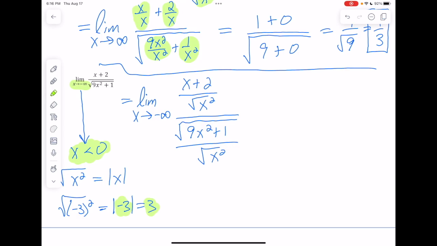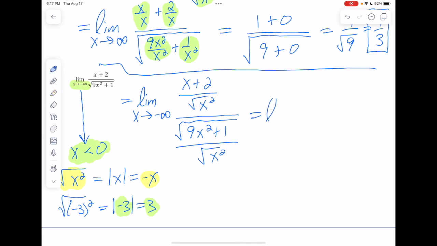But what you really want to think of is the absolute value switched its sign when it was negative. This x is negative, so the absolute value will switch its sign. So again, prepare your brain to be broken, but sometimes the square root of x squared is negative x. And when that happens is when x is negative. And in this problem, our x is going to negative infinity, so x is negative.